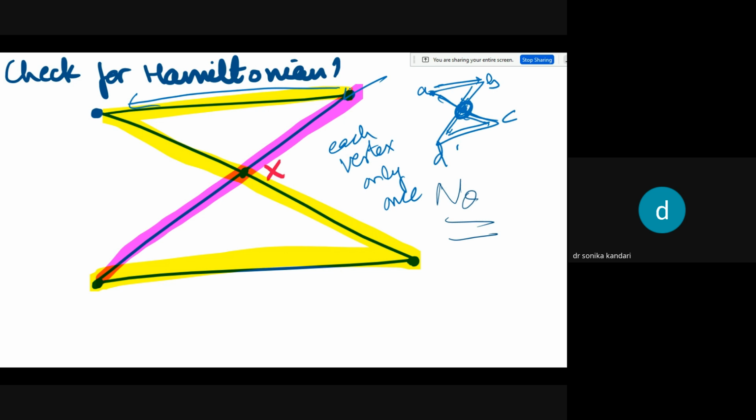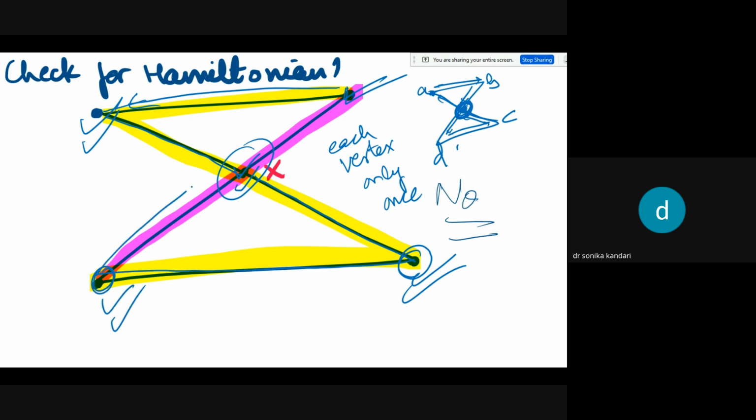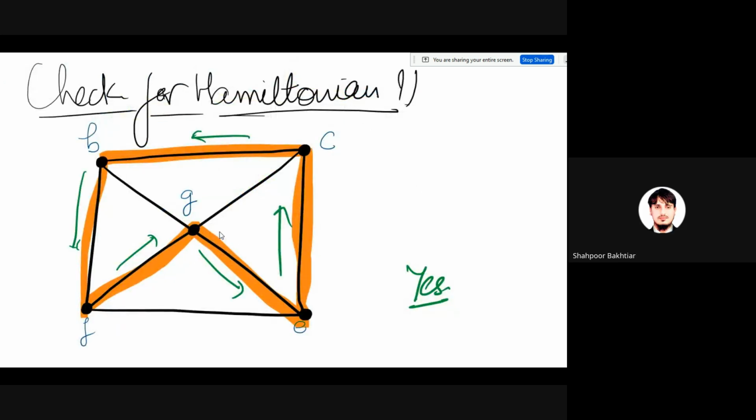Okay, this has been covered. Now this vertex is covered. Now this vertex is covered. This vertex is covered. This vertex is covered. Again coming here, but this was already covered. We have to cover each vertex only once. So this is not a Hamiltonian graph. Is it clear, class? Yes.